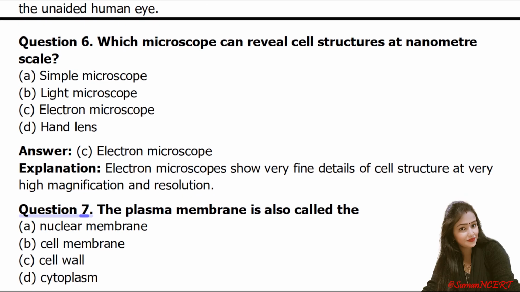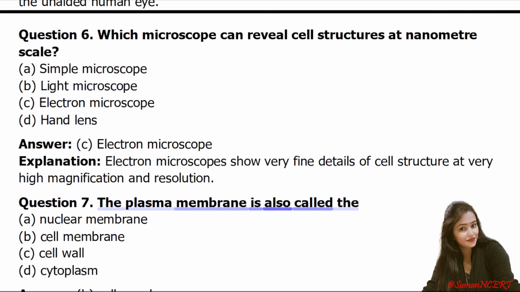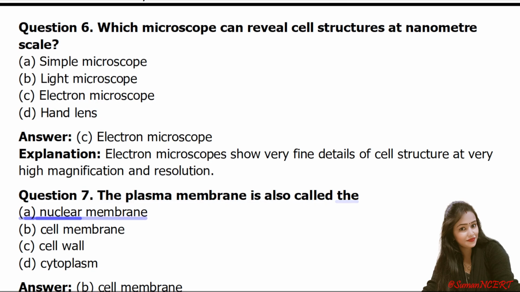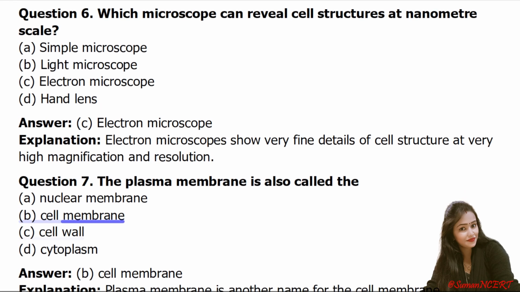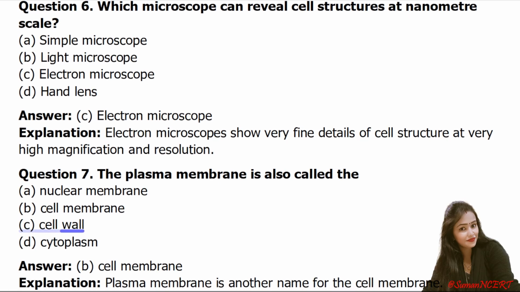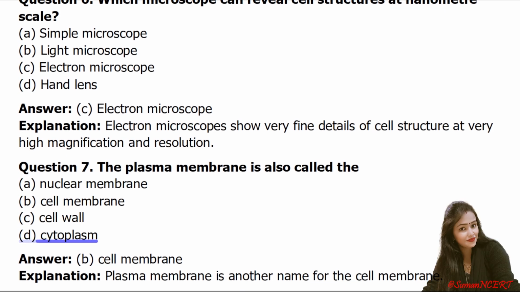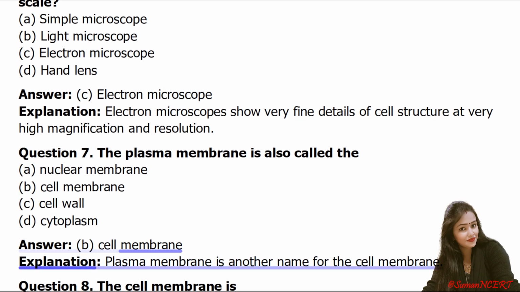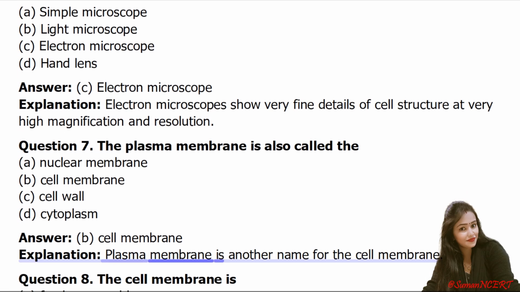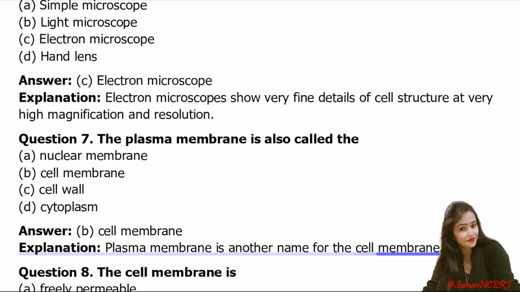Question 7. The plasma membrane is also called the: A. Nuclear membrane. B. Cell membrane. C. Cell wall. D. Cytoplasm. Answer: B. Cell membrane. Explanation: plasma membrane is another name for the cell membrane.